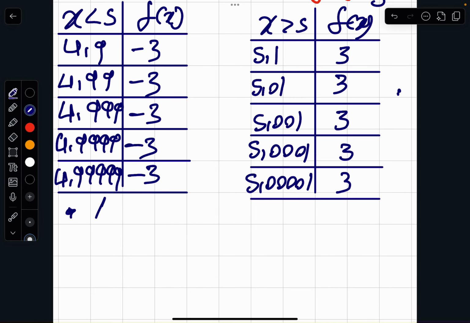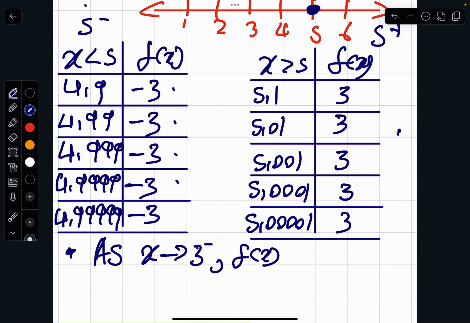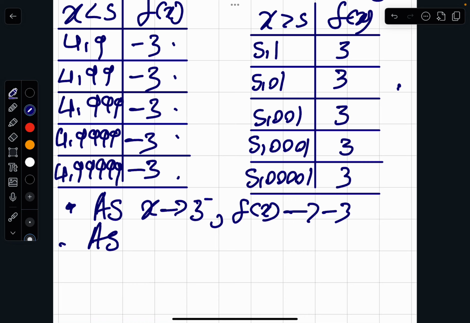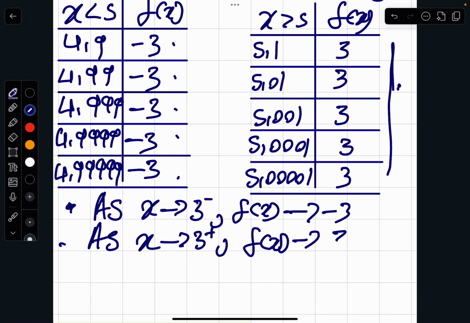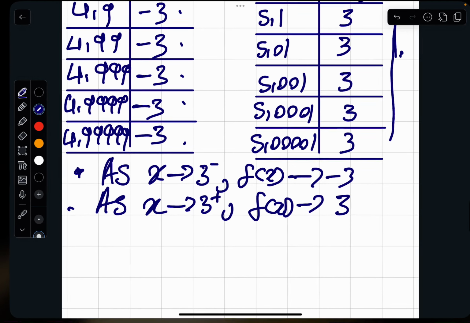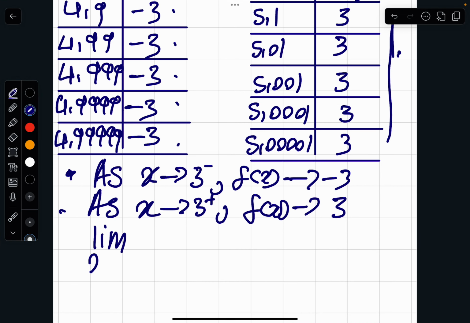First step, you say as x approaches 3 from the left, f of x approaches, from this table, negative 3. Therefore, another step, you say as x approaches 3 from the right, f of x approaches positive 3. Therefore, the limit from the left of 3 of f of x is not equal to the limit from the right.